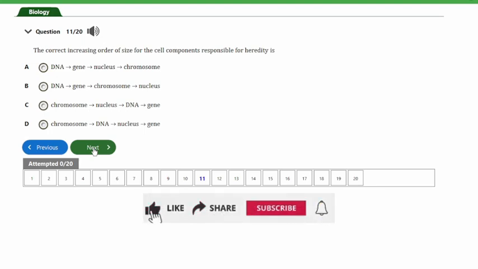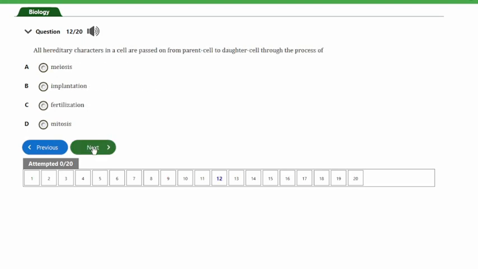The correct increasing order here is the DNA, which is the smallest, followed by the gene, and then the chromosome, and then they are all in the nucleus. So the nucleus houses the chromosome, the chromosome houses the gene, and the gene houses the DNA. So guys, that's the correct order here. Let's look at the next question, and that's question number 12.